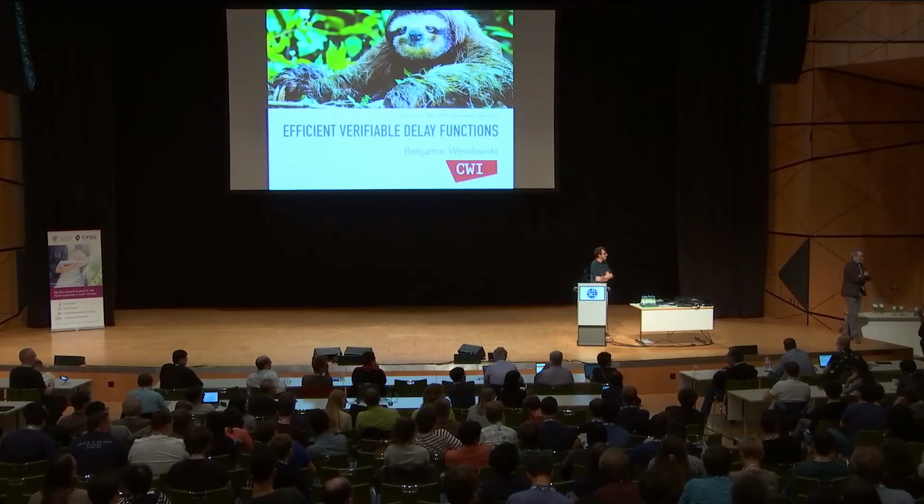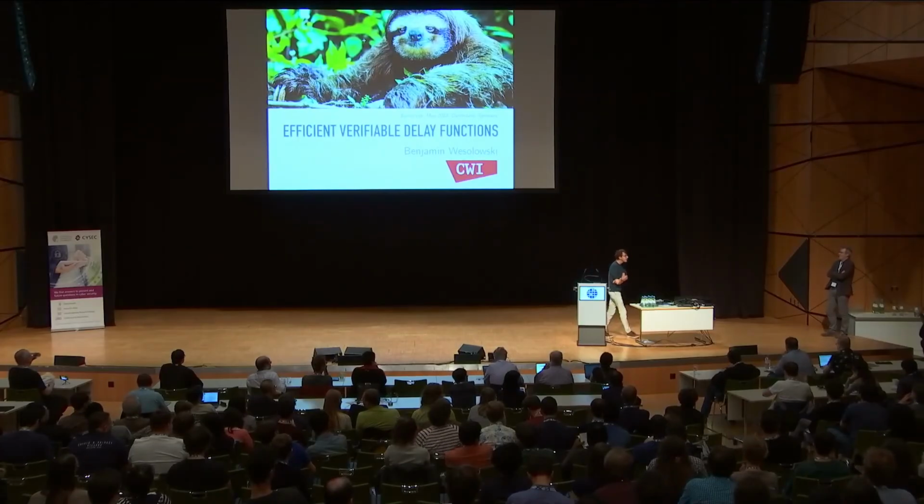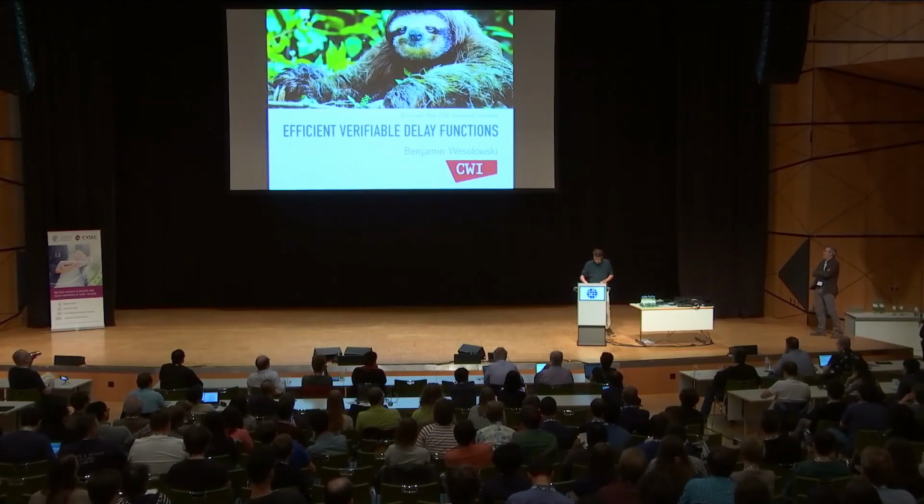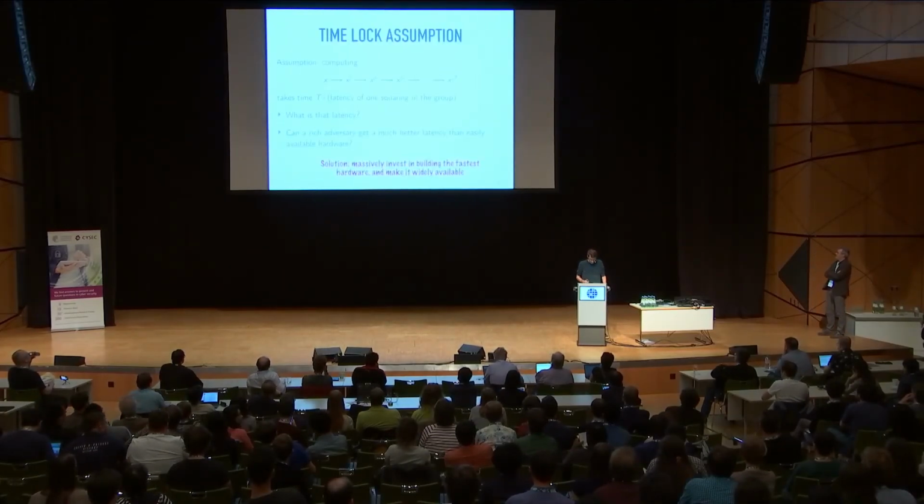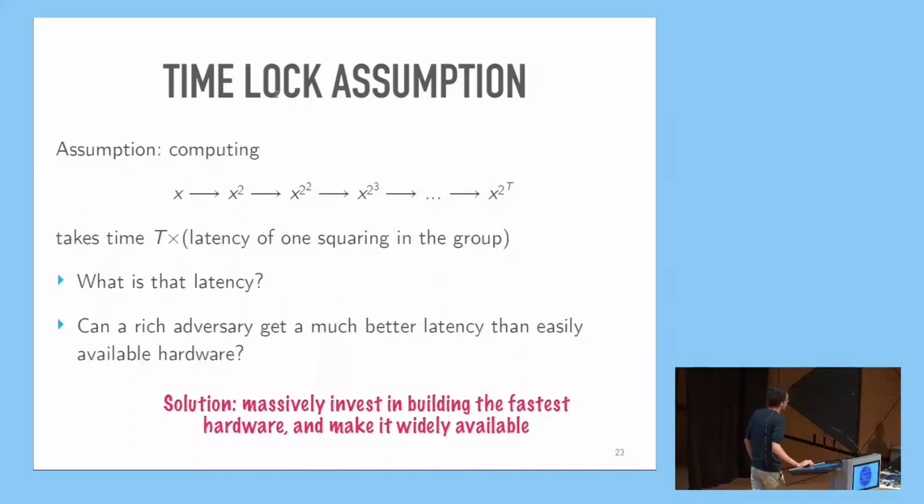Can you go back to slide 23? Yeah. So for this assumption, you mean exactly time t times the latency of 1 squaring? For this assumption, you're assuming that computing t squarings is time exactly t times the latency of 1 squaring? Yes. Isn't this violated by known parallel algorithms for exponentiation?